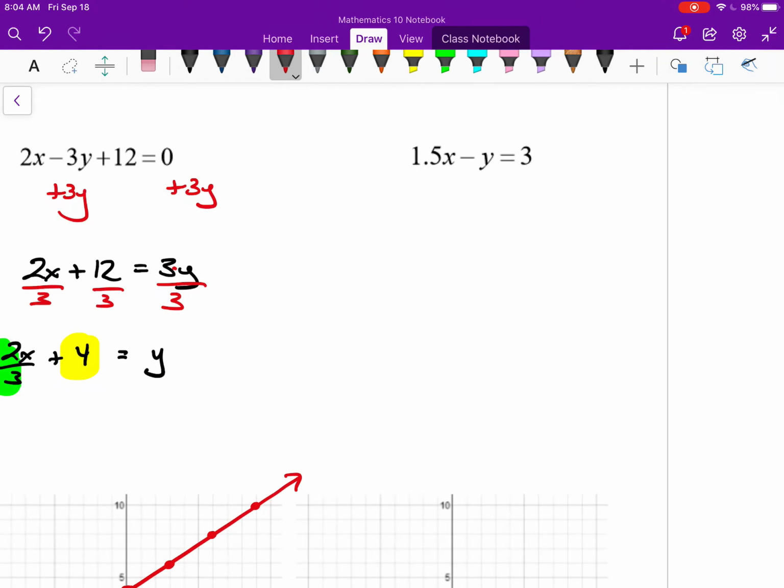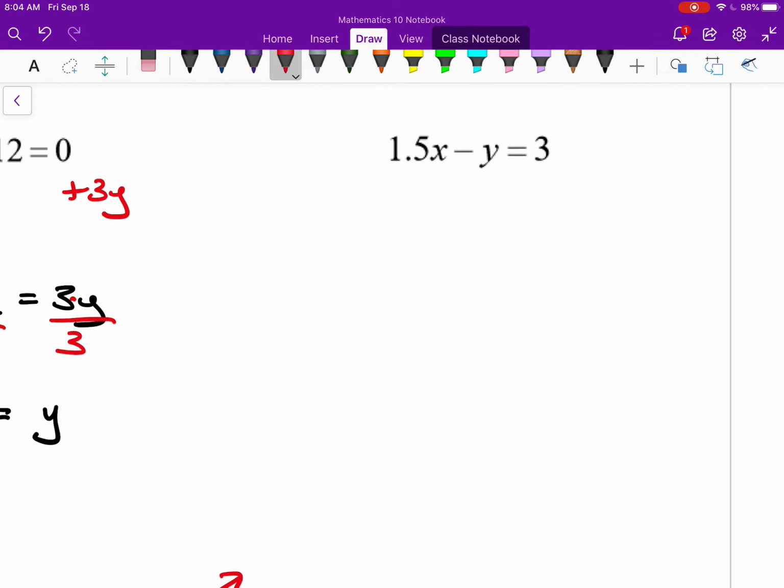So again, I want to isolate y. I could subtract 1.5x from both sides. What I'm going to do instead is add y to both sides, which will bring y to the right-hand side. And while I'm at it, I'm also going to subtract 3 from both sides. Okay, I'm doing 2 steps at once. And again, if that's a little too much, just do 1 step at a time.